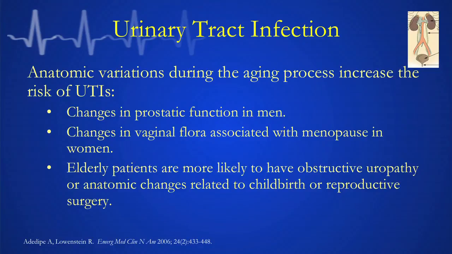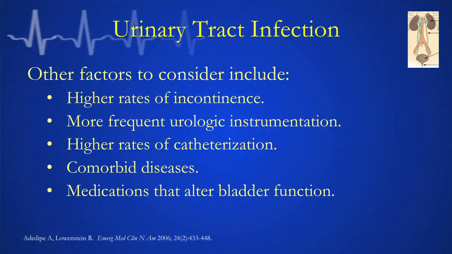Anatomic variations during the aging process increase the risk of UTIs. So again, hitting home just how aging increases your risk. You have changes in prostate function in men, changes in vaginal flora in women associated with menopause. Elderly patients are also more likely to have obstructive uropathy or anatomic changes related to childbirth or reproductive surgery. Other factors to consider: higher rates of incontinence, more frequent urologic instrumentation, higher rates of catheterization, comorbid diseases, which they all have, and medications that alter bladder function.